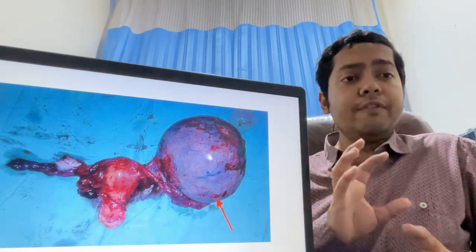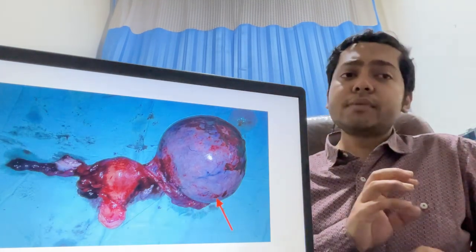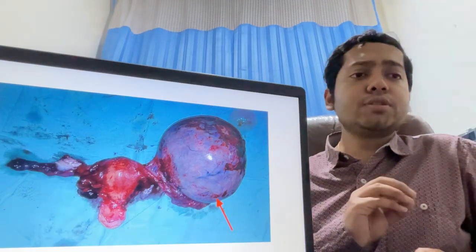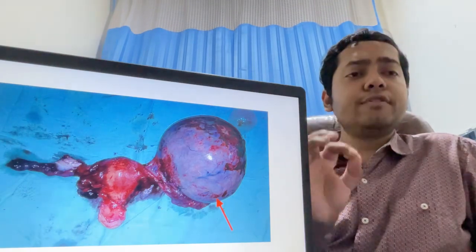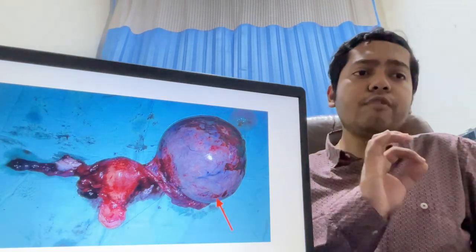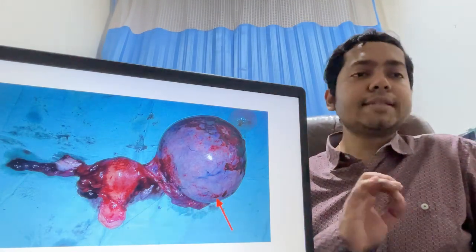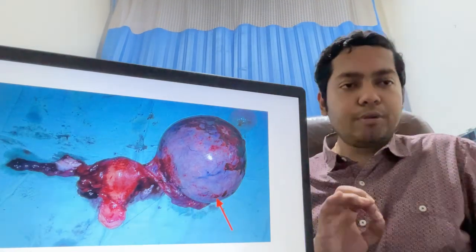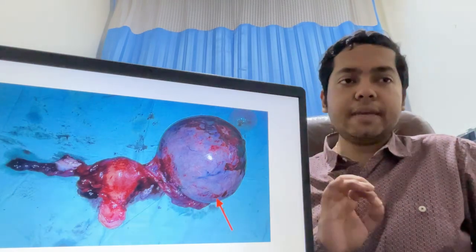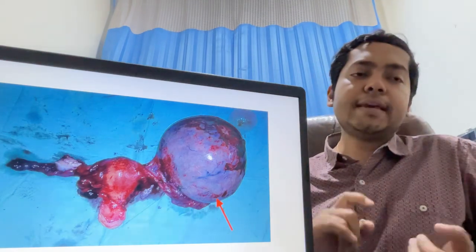If there is obvious cancer anywhere, then you have to remove it. If there is no obvious cancer, you have to take biopsy from all segments of the peritoneum. पेरिटोनियम के सारे पार्ट से बायोप्सी लेना बहुत इंपॉर्टेंट है. I am again and again repeating. कहाँ से हम बायोप्सी लेते हैं?